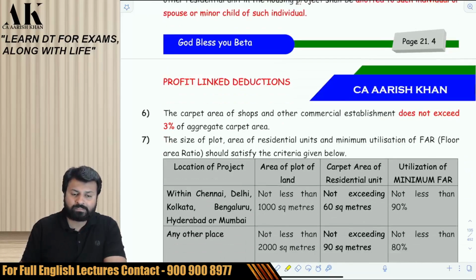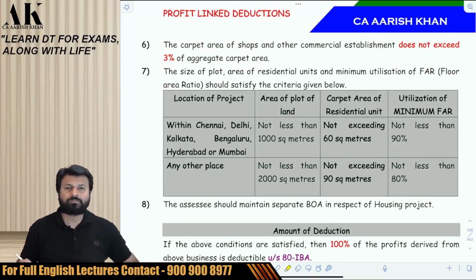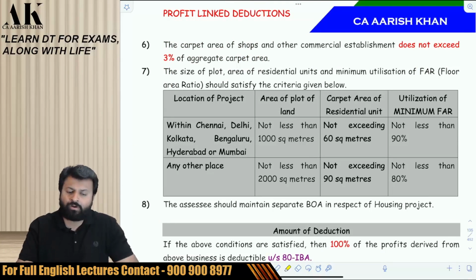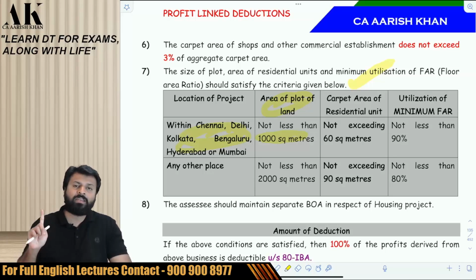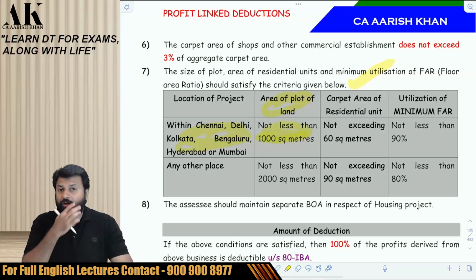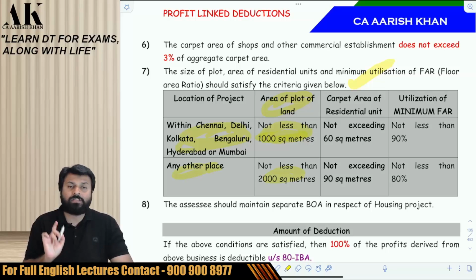Okay. Next, what should be the size of the land? What should be the height of the building? What should be the size of the flats inside the building? All of them are mentioned by the government. First of all, the size of the land should not be less than 1000 square meter in these 6 metro cities. That is Chennai, Delhi, Kolkata, Mumbai, Bengaluru and Hyderabad. In any other place in this country, the plot of land should not be less than 2000 square meters.